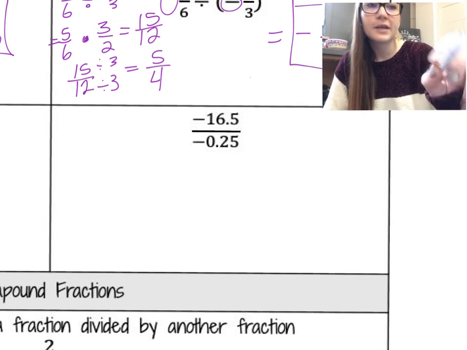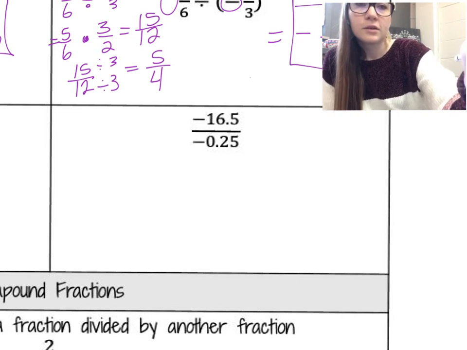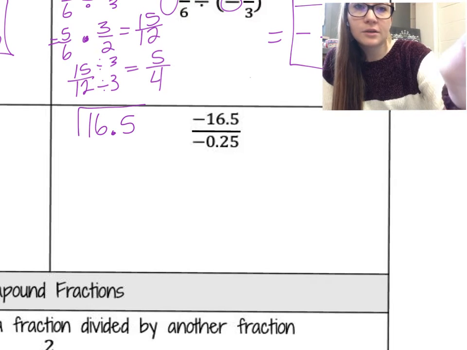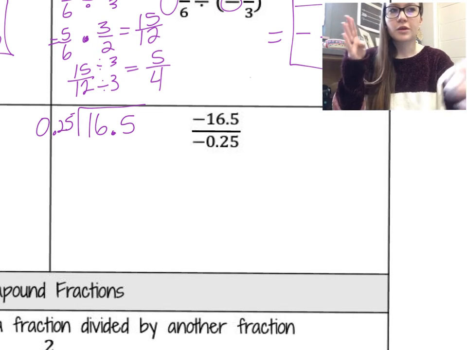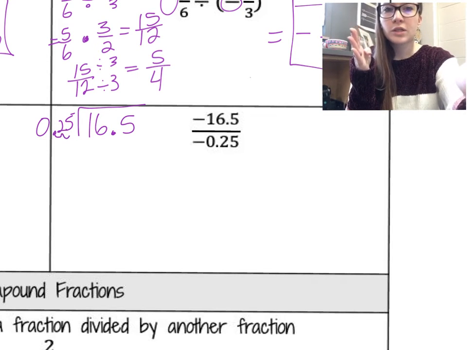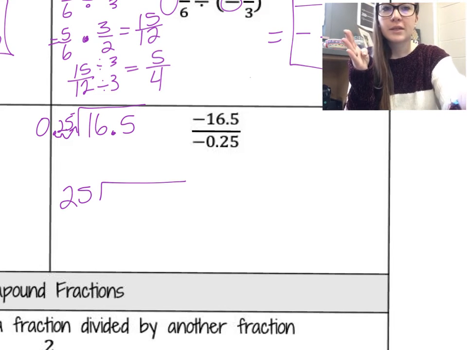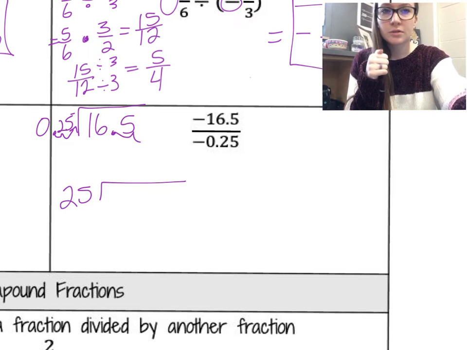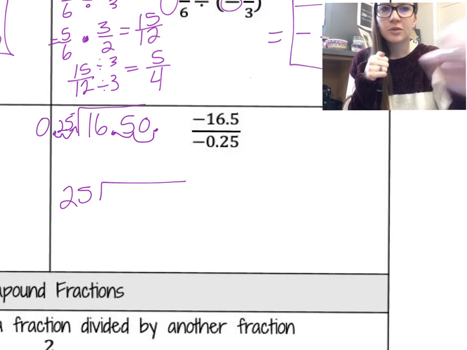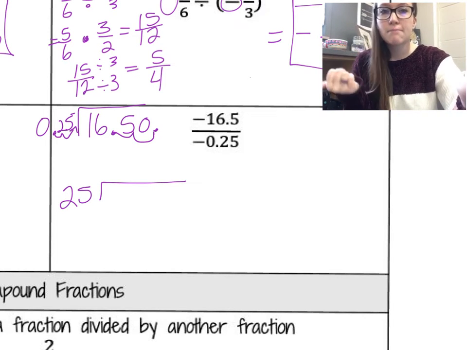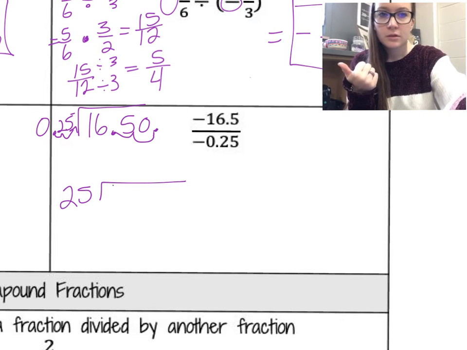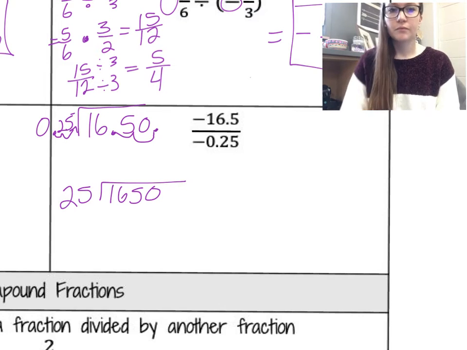Okay. So -16.5 divided by 0.25. Remember, the 16.5 goes in here. Okay, then working on the outside number, I need to go 1, 2 spaces so that my decimal point comes after the numbers. And I need to do the same thing with the number on the inside to match the outside movement. So 1650 is what we're now dividing.